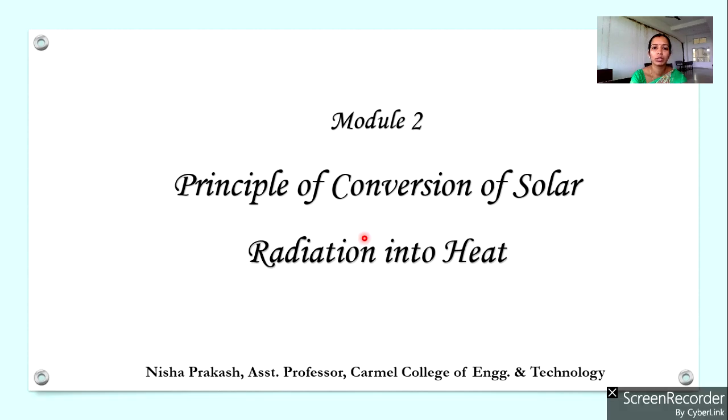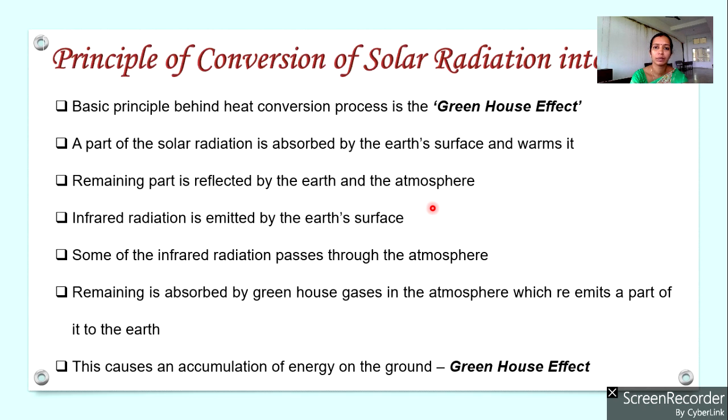This lecture is about the principle of conversion of solar radiation into heat. How solar energy can be converted into heat, and how we can extract thermal energy or heat from the solar radiation. The basic principle behind this heat conversion process is the greenhouse effect. All of us are familiar with this term, greenhouse effect. So the basic principle used for converting solar radiation into heat is the greenhouse effect.